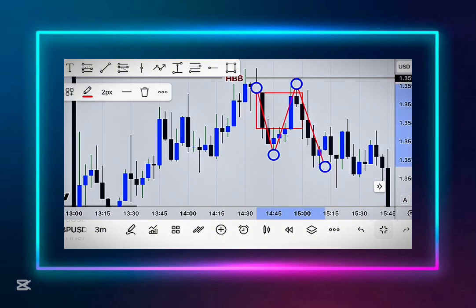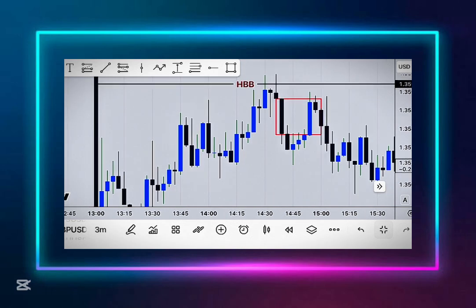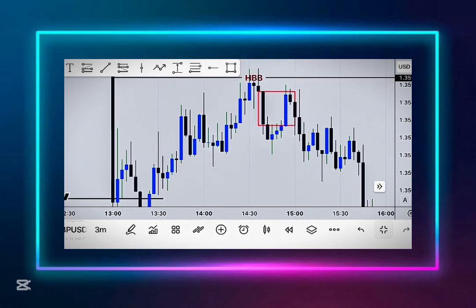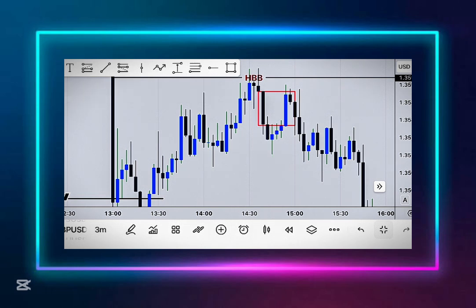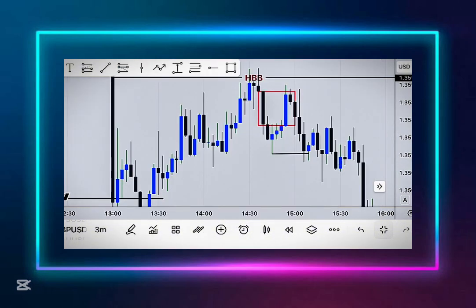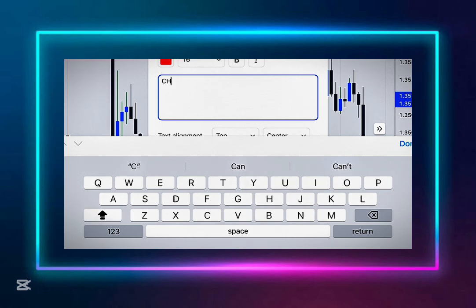Don't look at the wicks. Just focus on the delivery of the price. So price filled this and pushed down, changing character. So you can call this change of character.